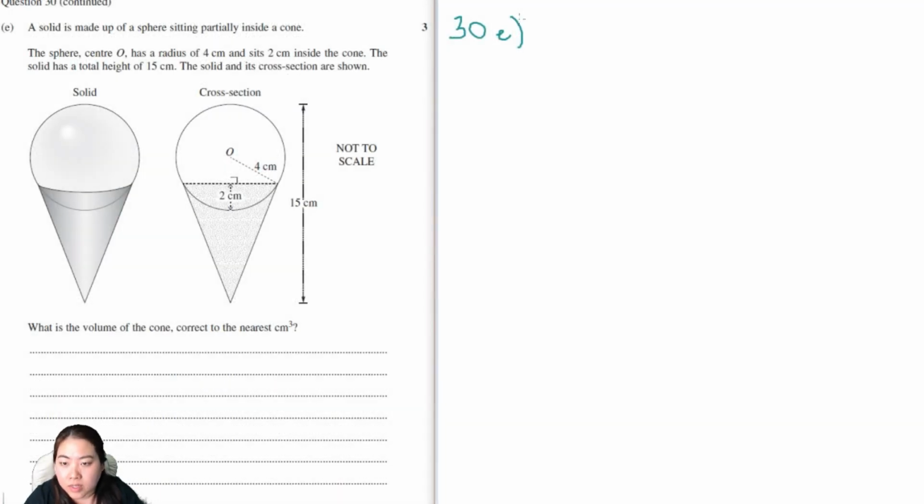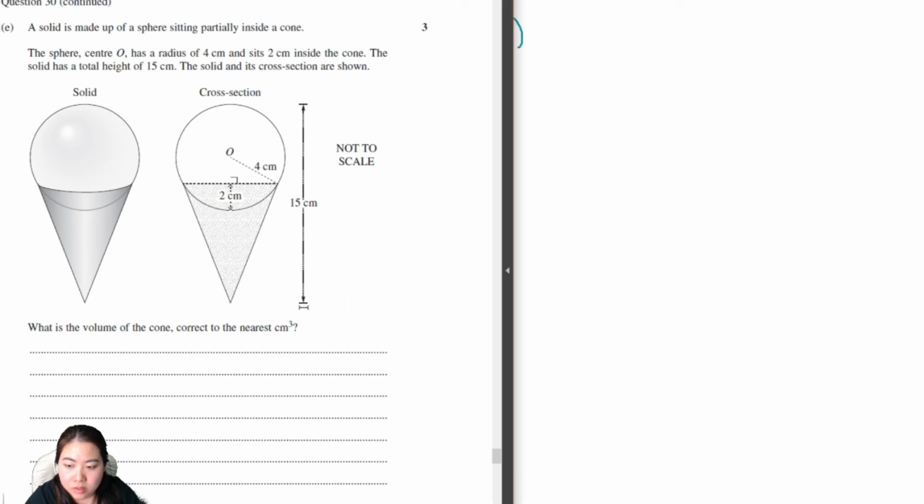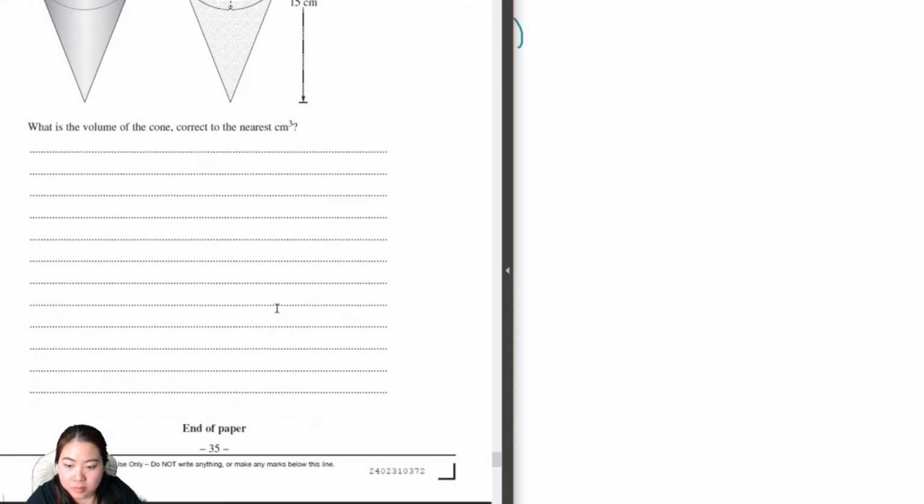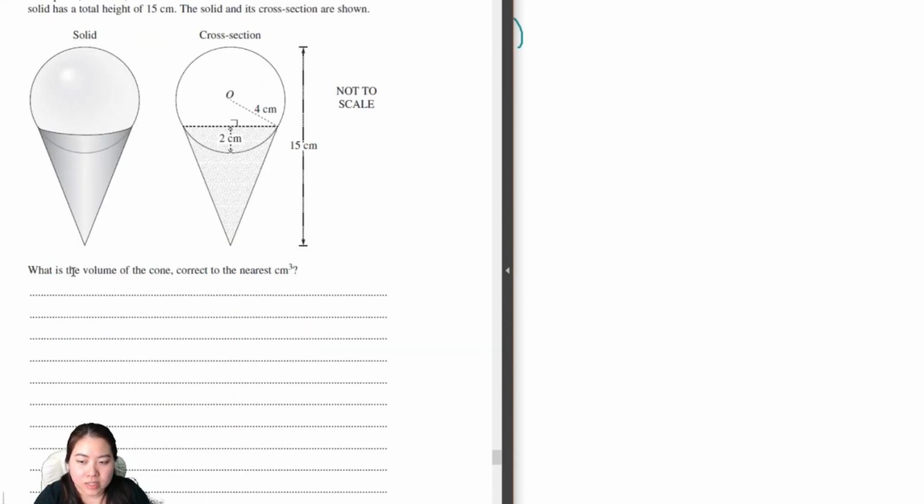30E. A solid is made up of a sphere sitting partially inside a cone. The sphere center O has a radius of 4 centimeters and sits inside of the cone 2 centimeters. The solid has a total height of 15 centimeters. The solid and its cross-section are shown. What is the volume of the cone, correct to the nearest cubic centimeter? So the question really is just asking us for the volume of the cone.